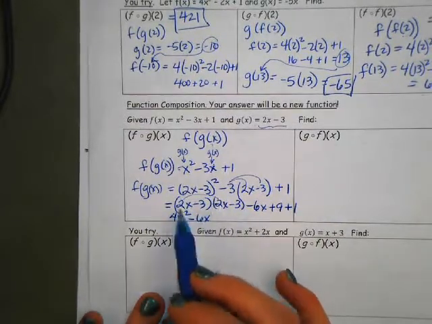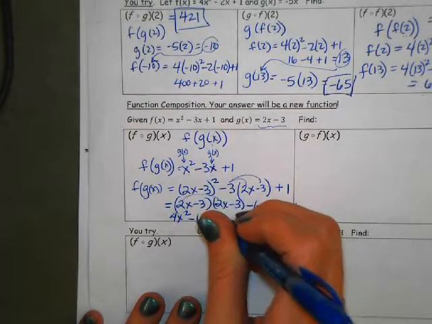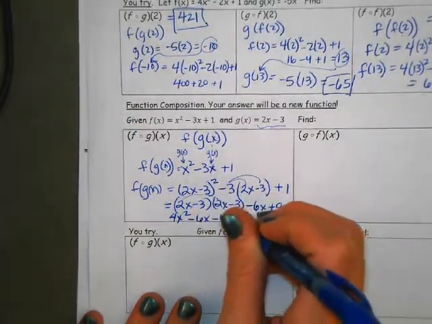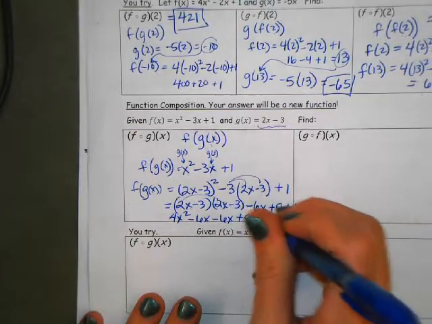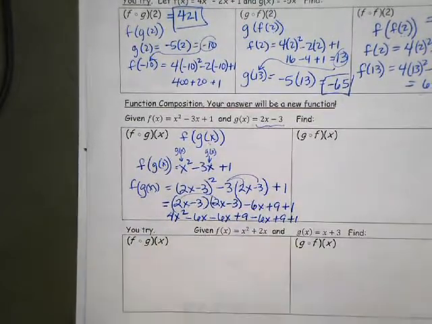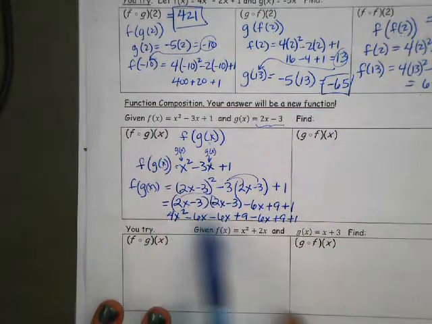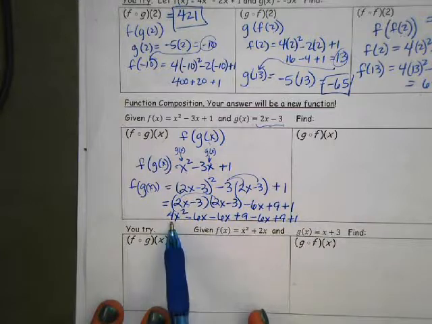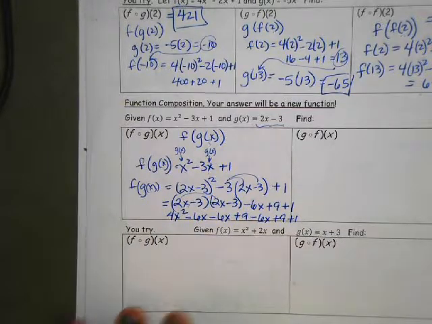Okay? So then, again, that's 4x squared minus 6x. This would be minus 6x. And then this would be plus 9. And this becomes minus 6x plus 9 plus 1. So then that's where you have to squish all like terms. Okay? So how many squares do I have? I just have 1, so it's 4x squared.